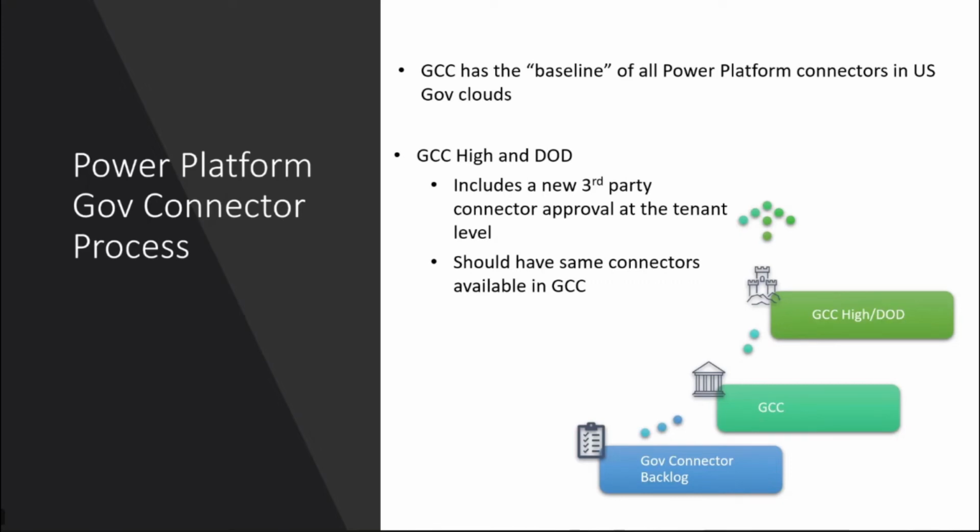And this is just showing you a flow of that. The idea is that the public survey that you could submit goes to the backlog. Those connectors will first land into GCC, and then from there, they will flow into GCC High and DoD. But just know, once again, in GCC High and DoD, the tenant admin just has to enable those third-party connectors. That's how it's going to work in GCC, GCC High, and DoD.